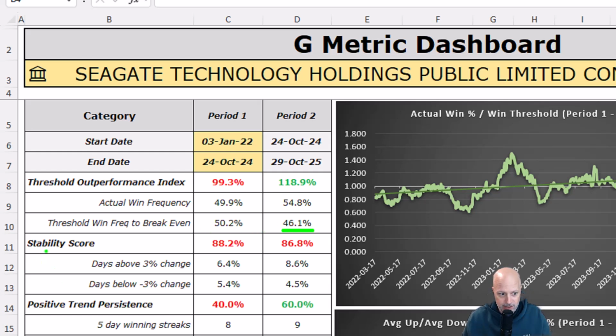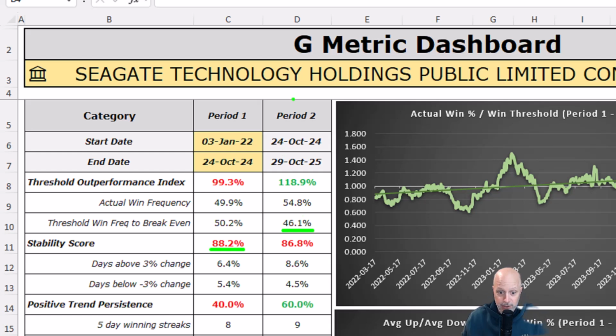Next, what we want to look at is our stability score. How I measure this is I look at days above 3% positive change and days below a negative 3% decrease. We see that 6.4% of the days are above 3% and 5.4% of the days are below negative 3%. That's all in period 1. When you get the stability score out of those two factors, you'll see it came up to 88.2%. So it's a little bit of a volatile stock, jumping around a bit more than you'd want if you don't have the intestinal fortitude for that type of thing.